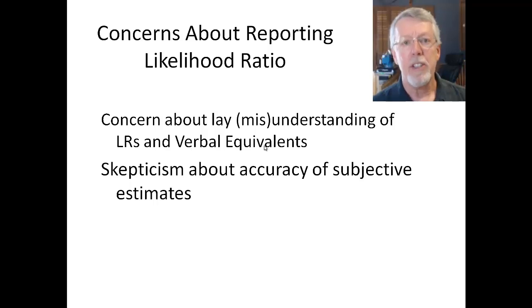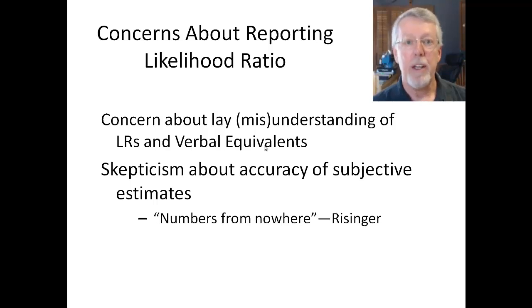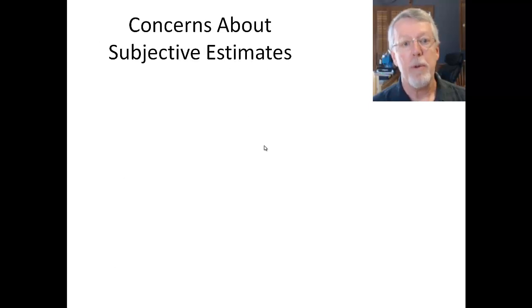There's also been a lot of skepticism expressed about experts reporting numbers that are based upon subjective estimates. Michael Risinger, the prominent evidence scholar, called these numbers from nowhere, which is, I think, questioning their provenance. I've actually heard worse terms used for them. I heard one statistician refer to these as rectal numbers in reference to their assumed source. So there's questioning as to whether there's a proper basis for such numbers.